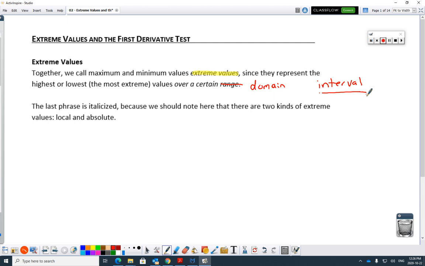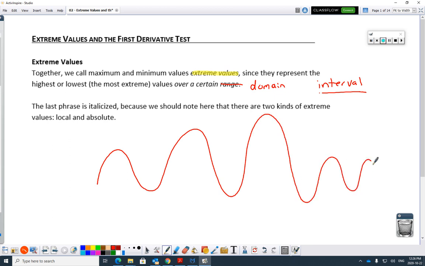The last phrase is italicized because we should note there are two kinds of extreme values, local and absolute. Before I explain them, let me show you in a quick picture what I mean by local and absolute extreme values. Some crazy graph like this. And there's local ones. That's a max. It's a maximum in that particular interval. This one's a max. This one's a max. This one's a max. This one's a max.